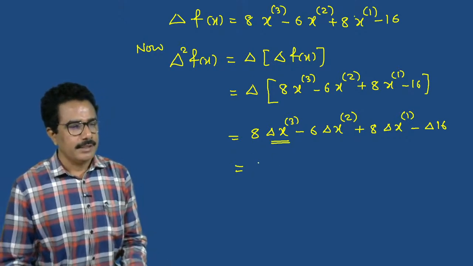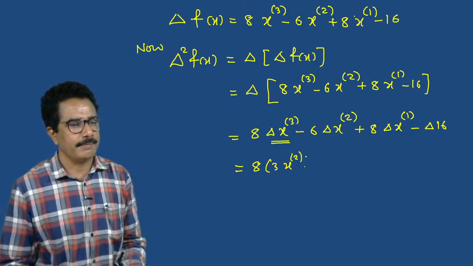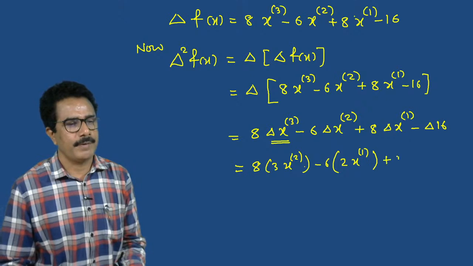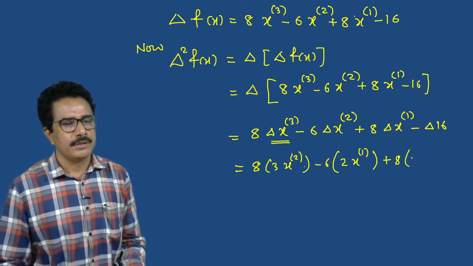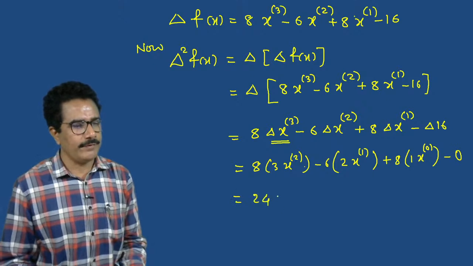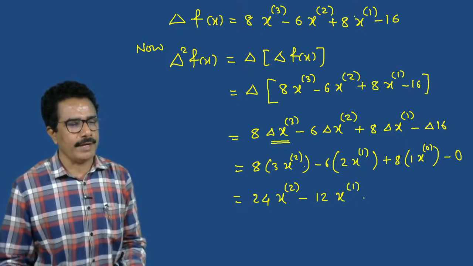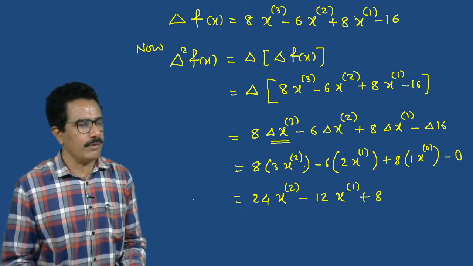हाँ किती येतो? 8 into 3x raised to 2 factorial minus 6 into 2 into x raised to 1 factorial plus 8 into 1 into x raised to 0 factorial minus 0. So 24x raised to 2 factorial minus 12x raised to 1 factorial plus 8. ये हो गया delta 2 f of x.